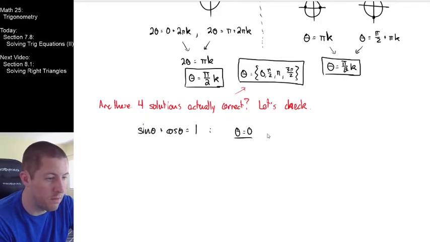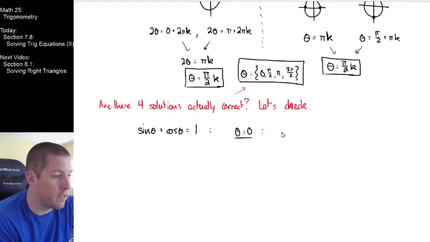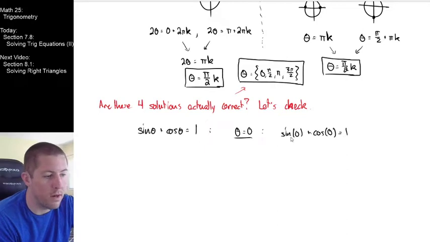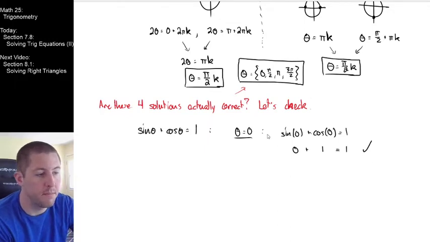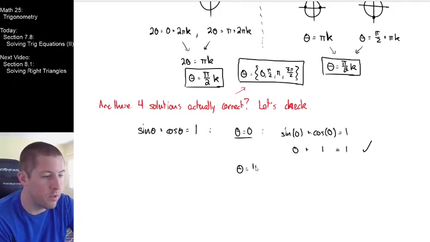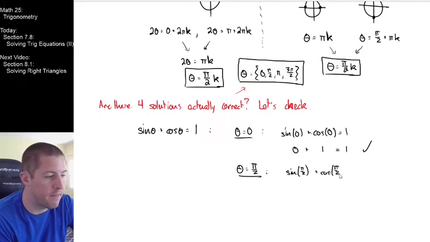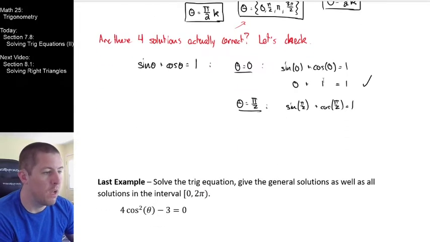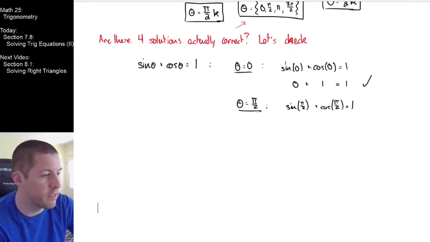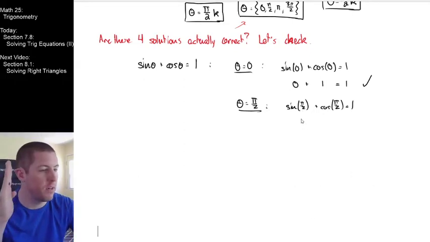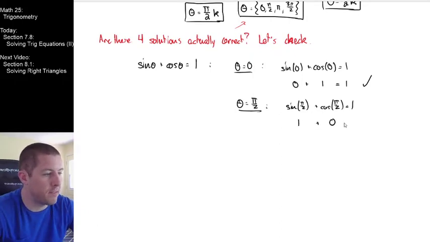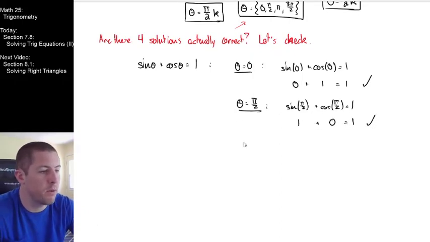When theta equals 0, we're going to get sine of 0 plus cosine of 0 equals 1. Sine of 0 is 0. Cosine of 0 is 1. That's equal to 1. That's all good. When theta is equal to pi halves, we're going to get sine of pi halves plus cosine of pi halves equals 1. When we evaluate this, sine of pi halves is going to be 1. Cosine of pi halves is 0. That's equal to 1. Yeah, totally. That works. No problem there.